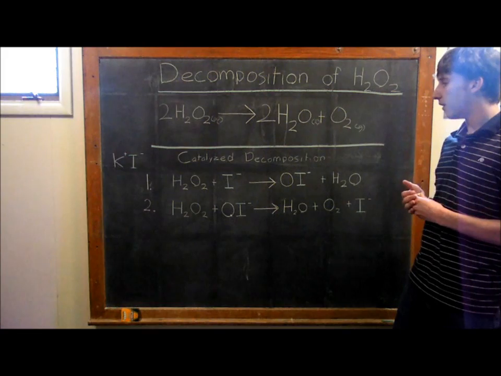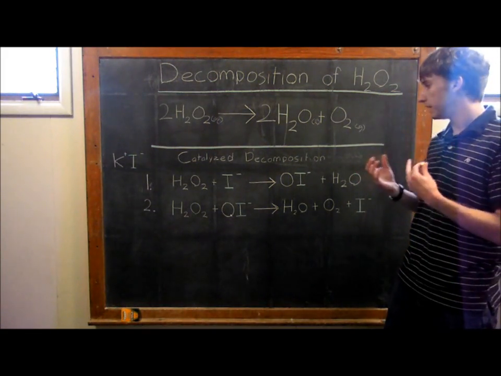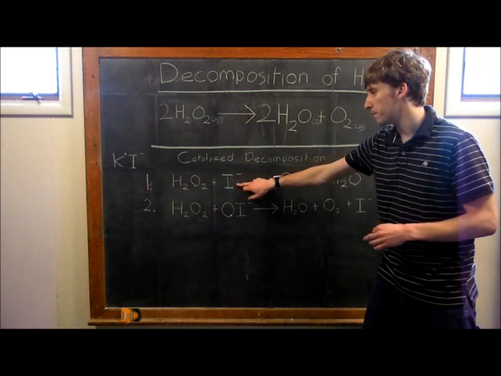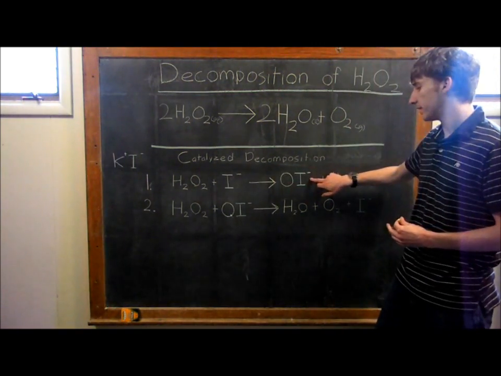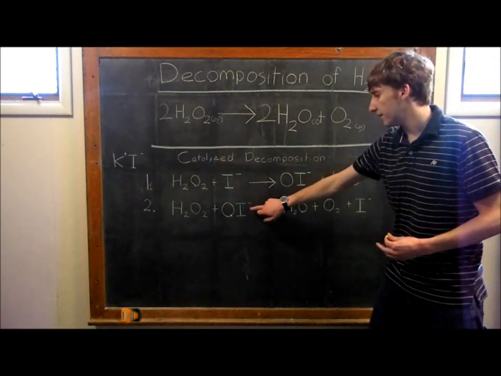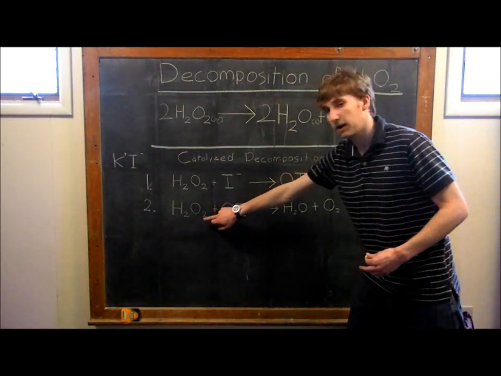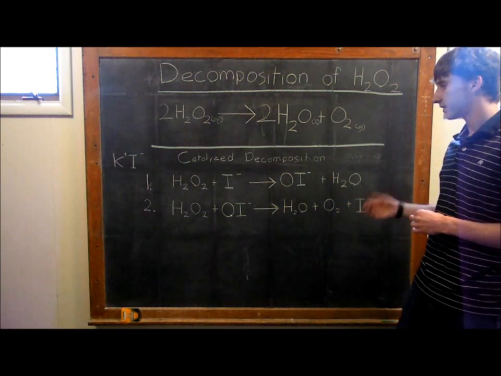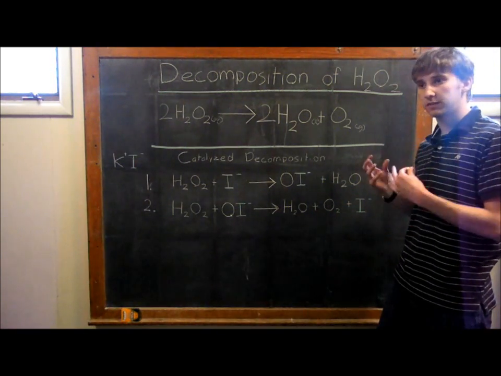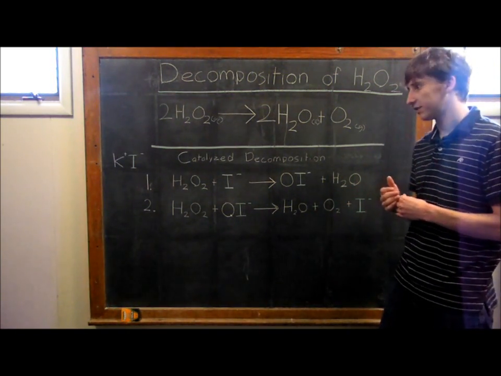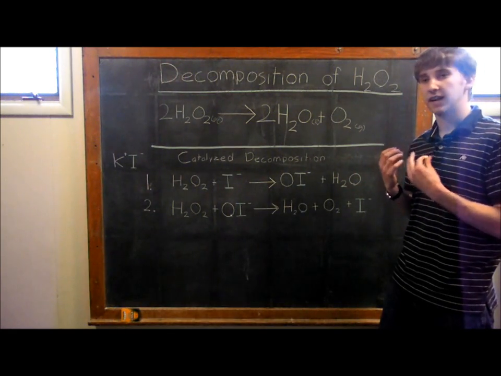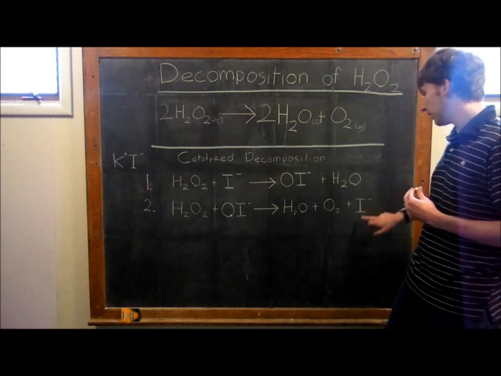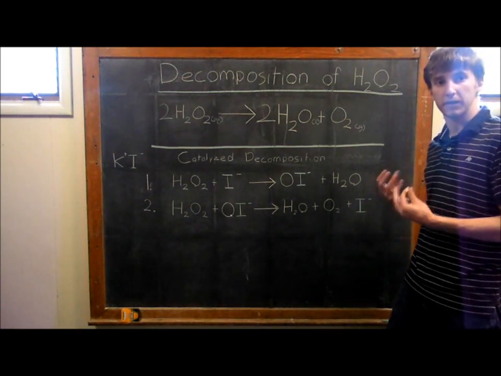Okay. Now, this is actually an example of an intermediary catalysis. This I- reacts here and forms this intermediary, OI-, and this intermediary is then reacted with another molecule of H2O2 to form these final products. However, you'll notice, and this is kind of the trademark of catalyzed reactions, that whatever the catalyst is, it's not consumed in the reaction. So you'll see you start with I- over here, and you end with it. It's never actually used up in the reaction.